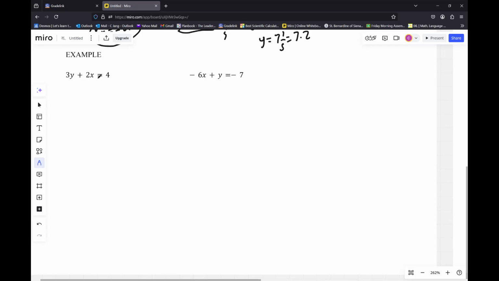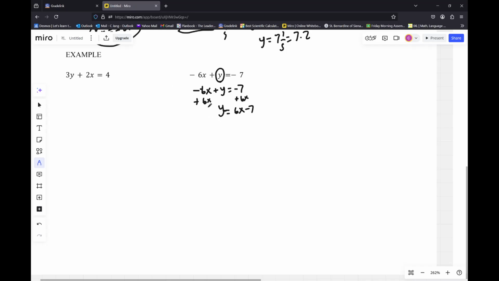Here we go. 3y plus 2x is equal to 4. Negative 6x plus y is equal to negative 7. And right away, something catches my eye, and that is the fact that this y is by itself. So I'm going to rearrange this equation because I can get y is equal to something. We have negative 6x plus y is equal to negative 7. I'm going to add 6x to both sides, and I get y is equal to 6x minus 7. All right, so this is my equation that I want to use.